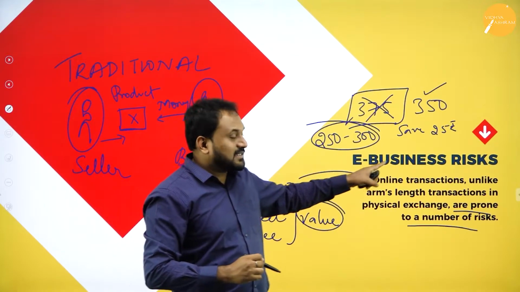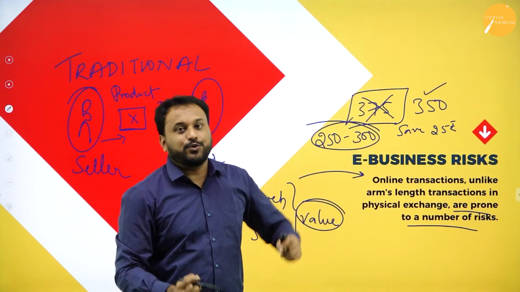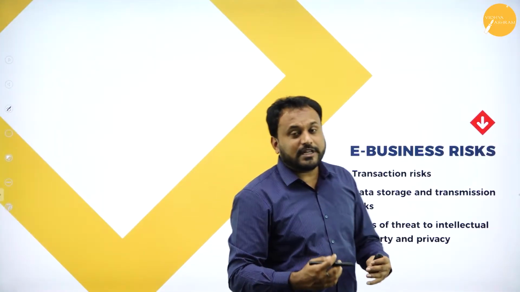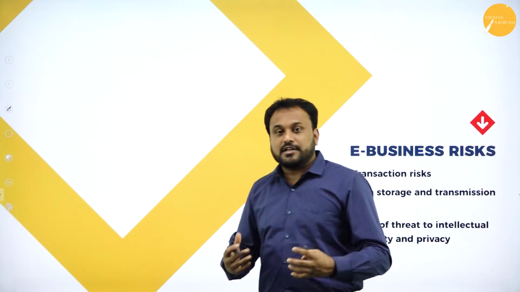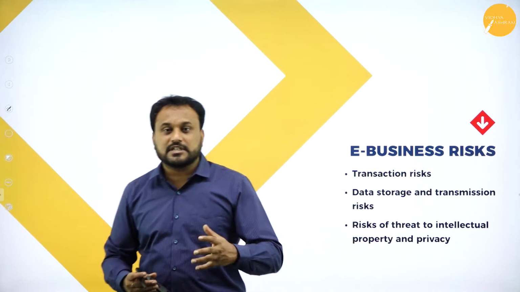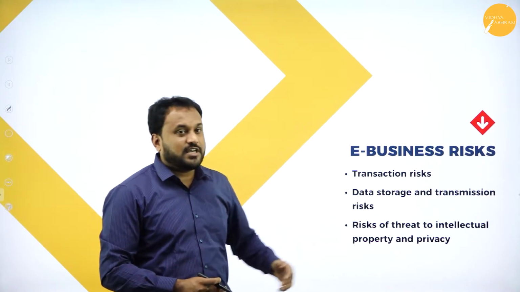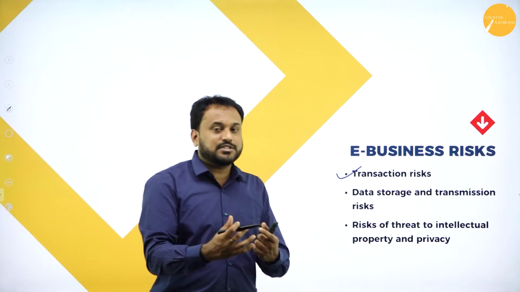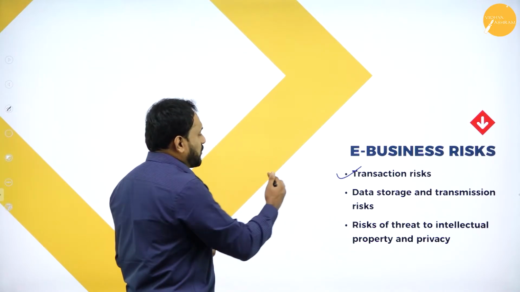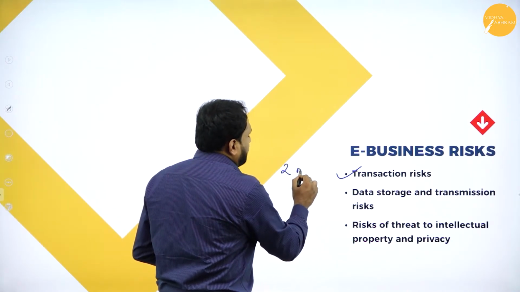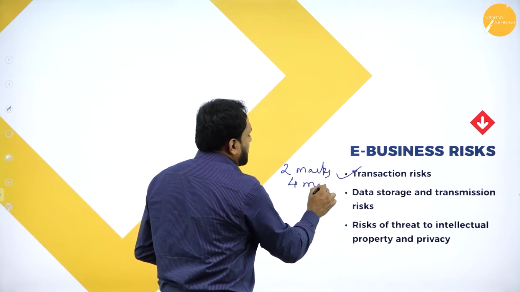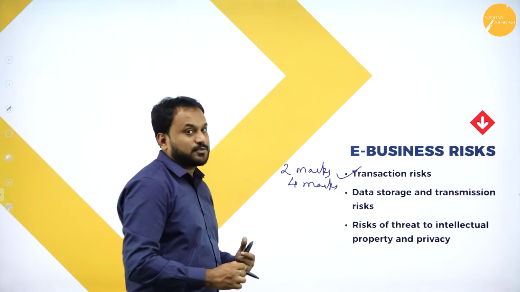So e-business risk is there. Yes, we will check what the risks are. There are 3 types of risk. There are too many risks, but in your syllabus we are supposed to restrict ourselves to 3 of them. The first one is transaction risk. Here transaction risk is a very important one. You will get it for 2 marks as well as 4 marks, so understand this transaction risk properly.